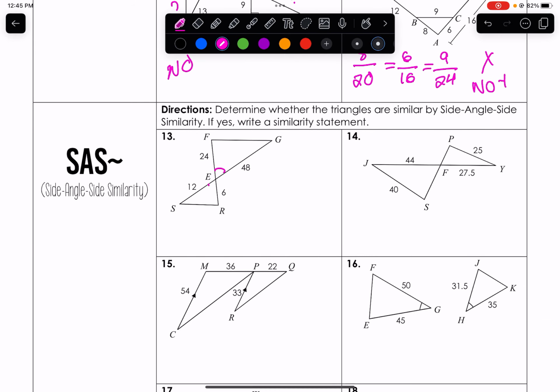So I can get my angle here because of vertical angles. And then I can see that 12 becomes 24 by multiplying by 2. Wait, no. Nope. 12 becomes 48 by multiplying by 4, as does 6. So these are similar. So triangle SER is similar to triangle GEF.